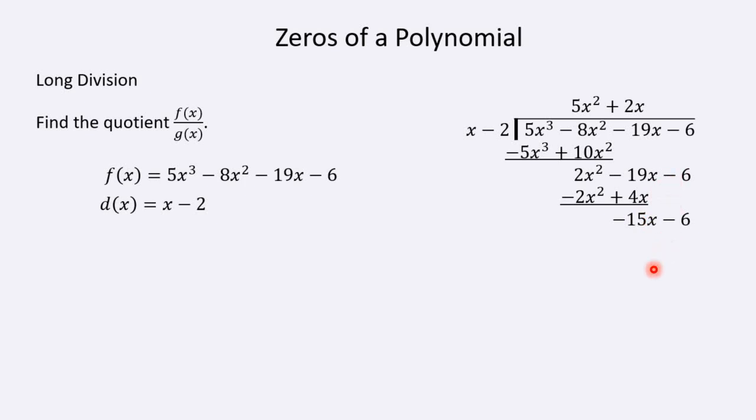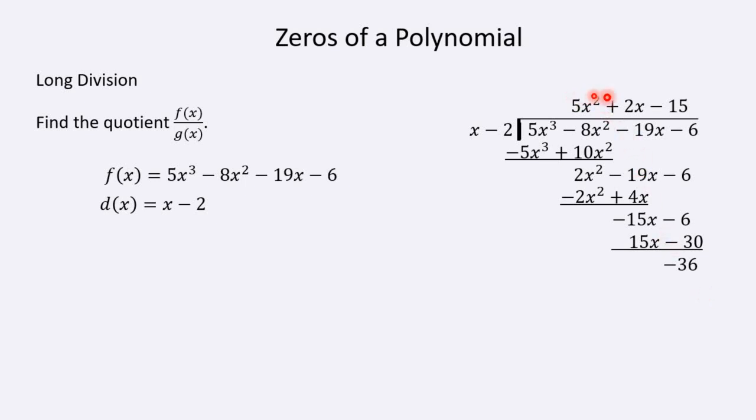And now I'm repeating the process one last time to see how many times x goes into negative 15x. Negative 15x divided by x is negative 15, and I'm going to multiply that negative 15 by x to get negative 15x. Multiply that negative 15 by negative 2 to get positive 30. So I'm subtracting this, and that means I have to distribute this negative, changing this to a positive 15x and a negative 30. And then I combine the like terms. These will cancel, and I get here negative 36.